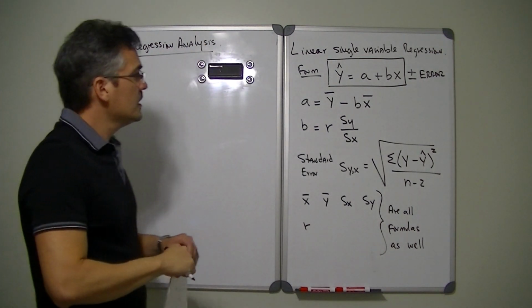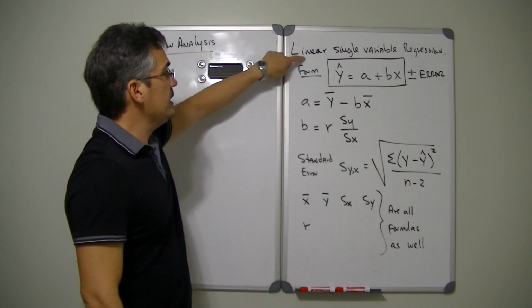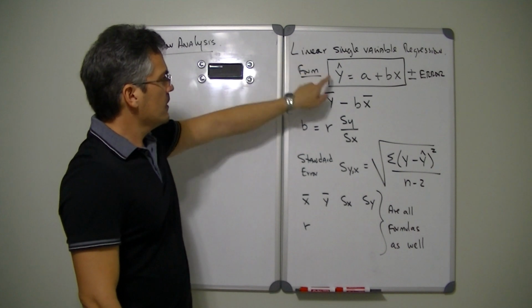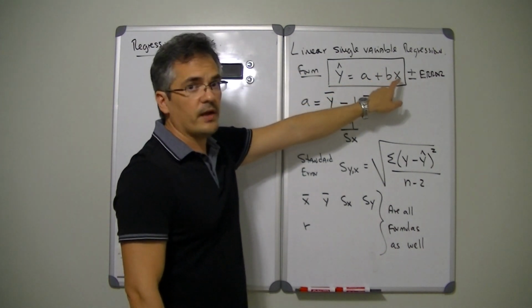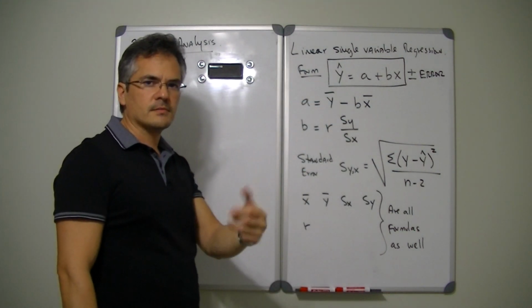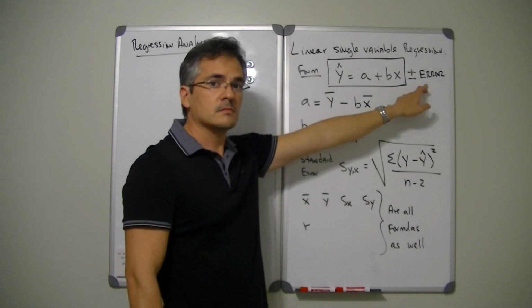So what we're going to proceed with right now is an example of a linear single variable regression of this particular form. We're going to have y hat equals a plus bx. X is variable x. Y hat is my estimate of y, that's why we put the hat on. And then there's going to be an error.